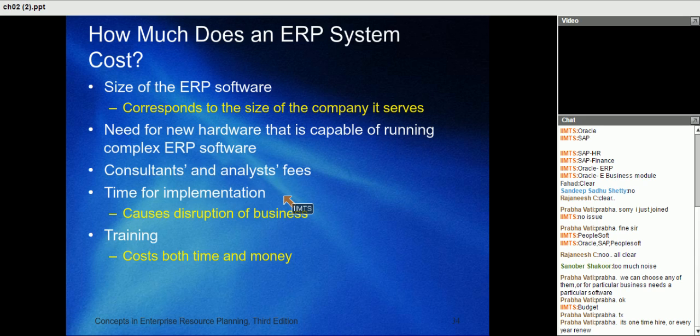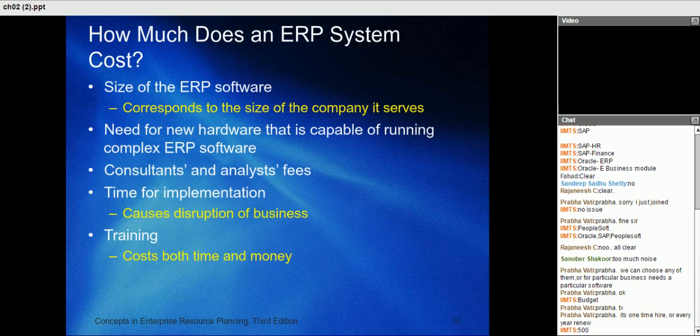Prabha is asking, is it a one-time hire or every year renew? No, the cost of the software you have to pay once. But the licenses of the software you have to get renewed every year.